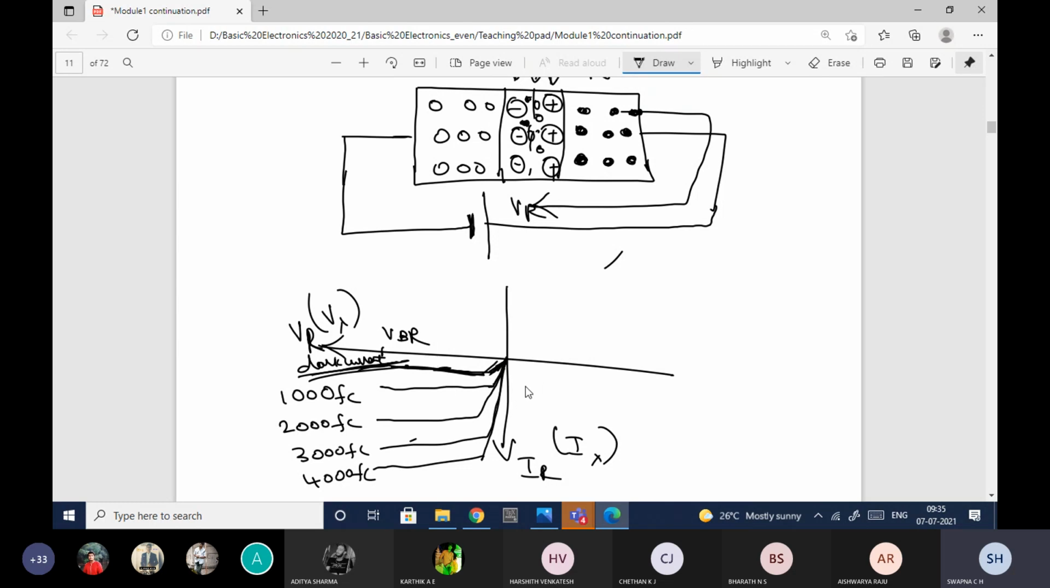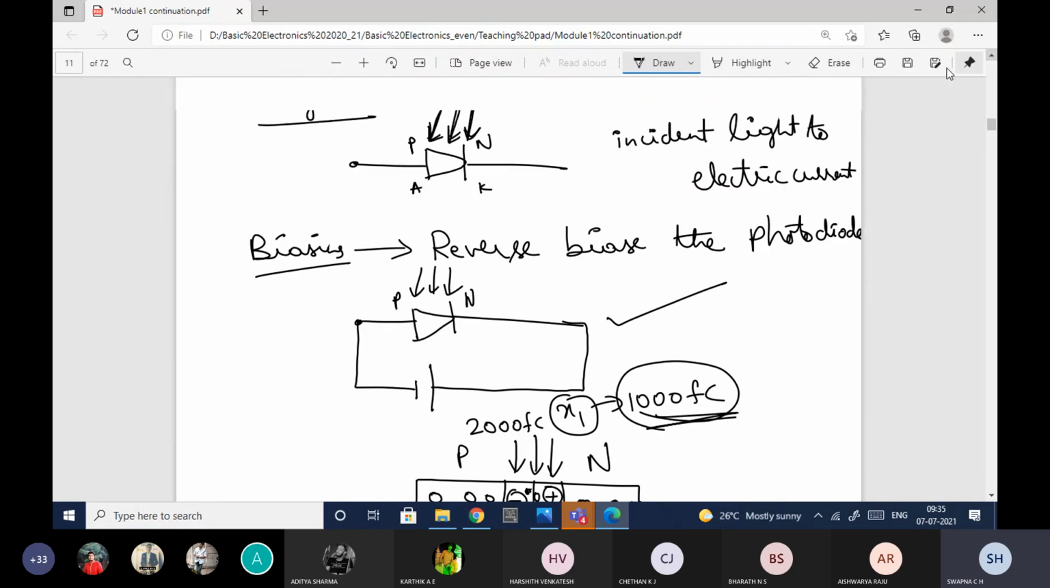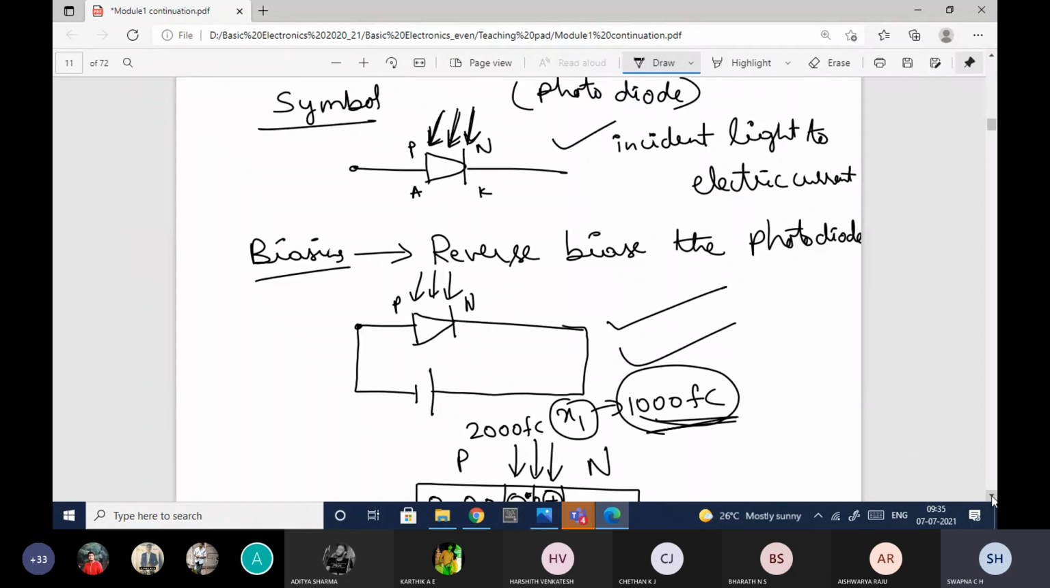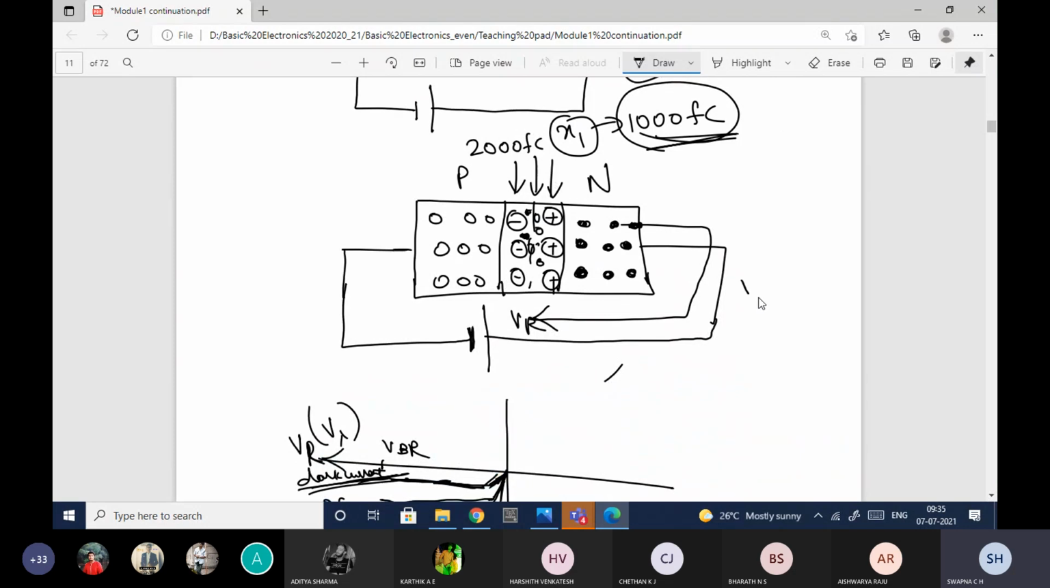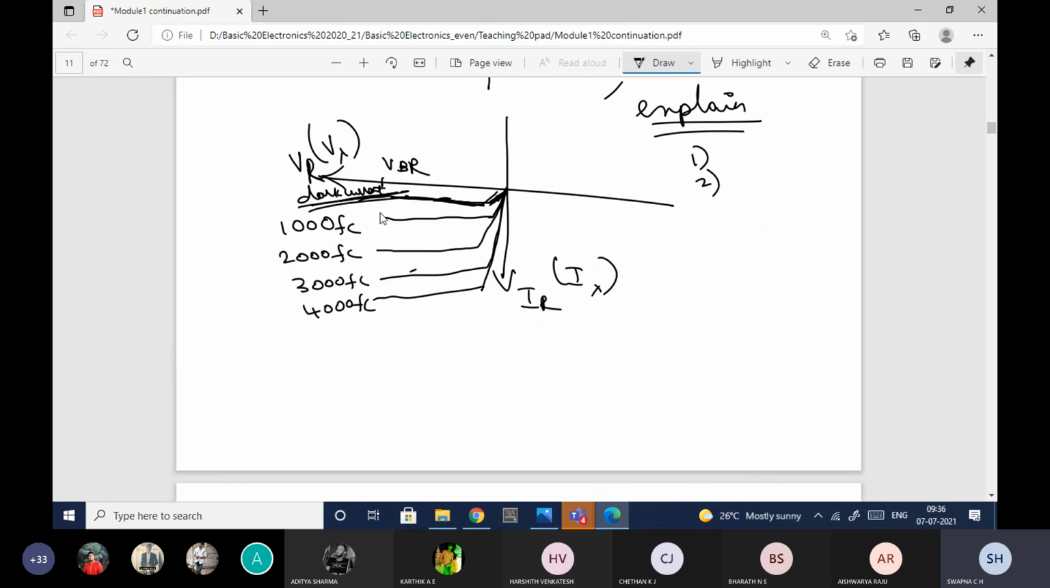So these are the characteristics of your photodiode. Whenever they ask you to explain about this photodiode, you need to first draw the symbol, then how it should be biased, and the structure, and then you need to explain what is happening when there is no impingement of light. Second, as you increase the intensity of light, what is happening, all that you need to explain. And this current will be in microamperes only, because the reverse current will be in microamperes itself.